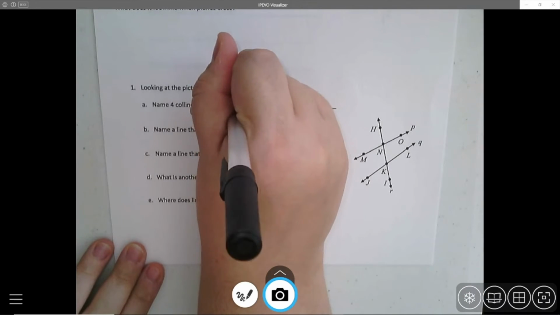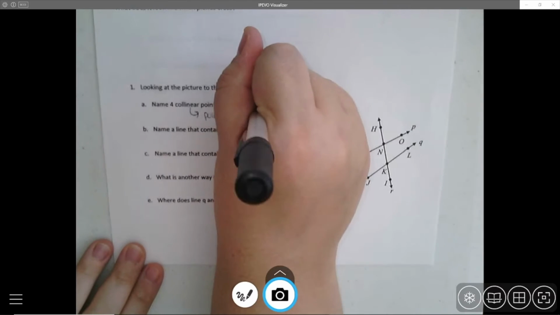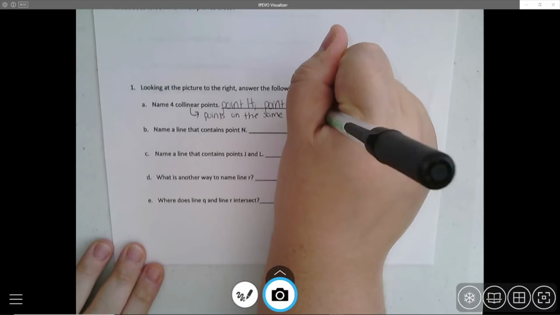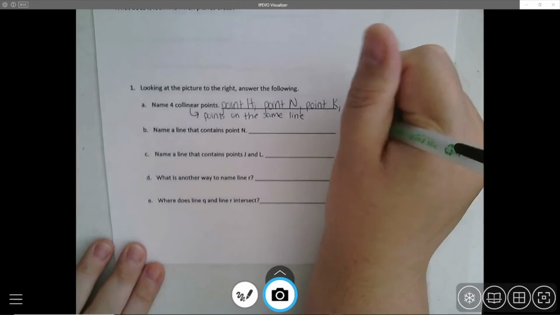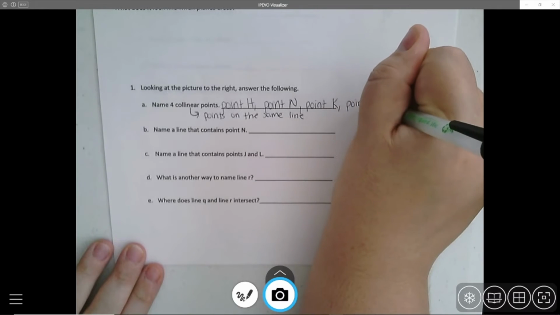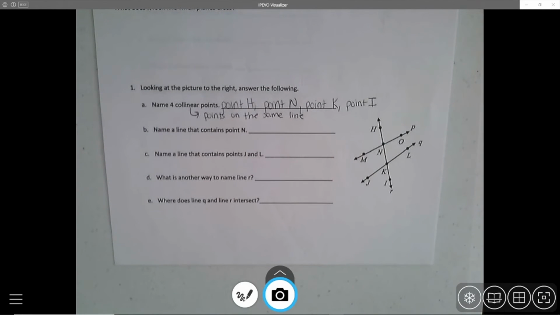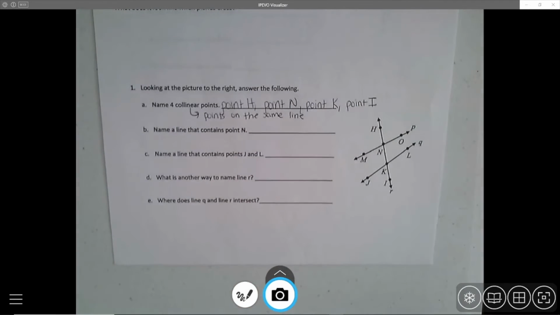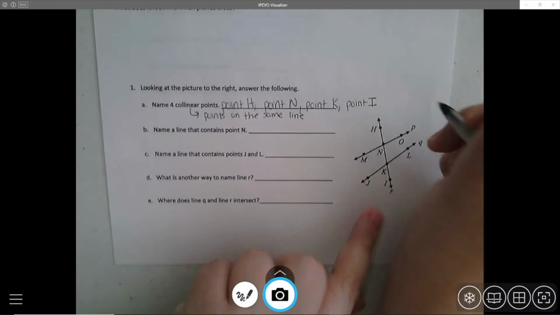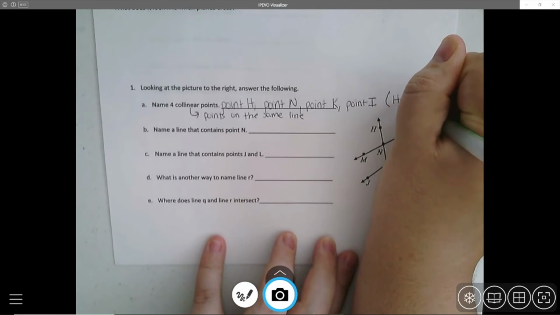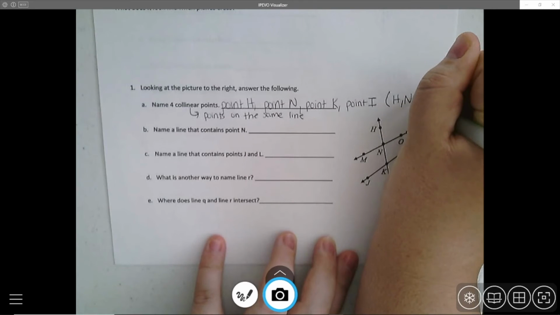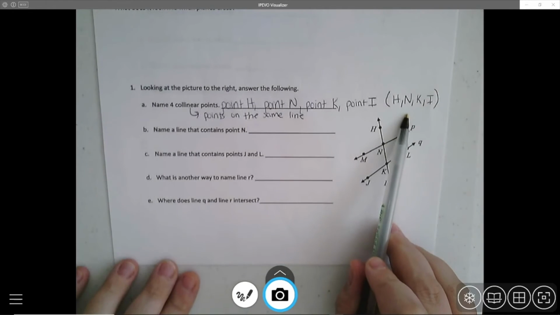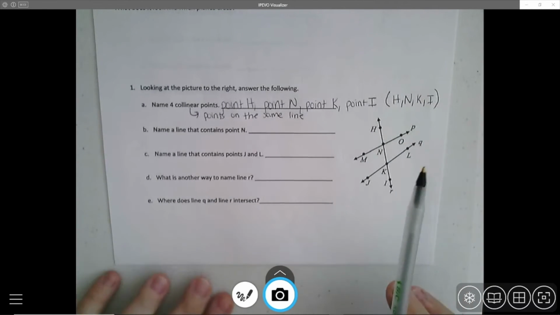So I'm going to name the points. Point H, point N, point K, and point I. Remember how to name a point. You always name a point, write point in front of it, then you write the capital letter. Could I write this another way? Yes. Remember, another way to write this is just the capital letter and ignoring the word point. It is up to you what you prefer. You will see this here later on, but you can always write it this way as well.